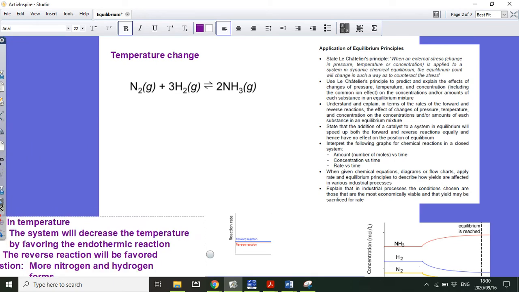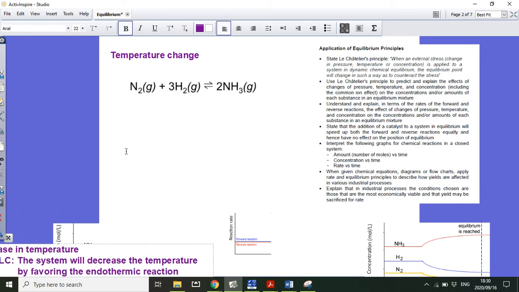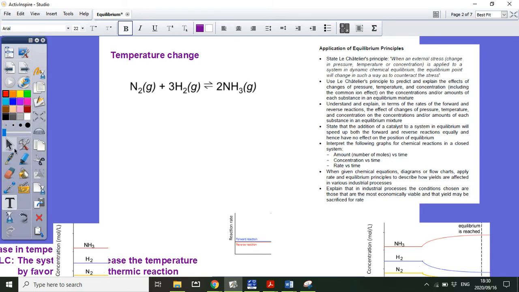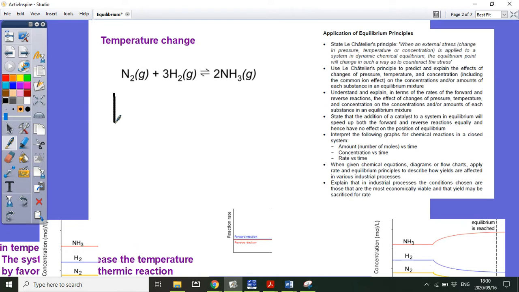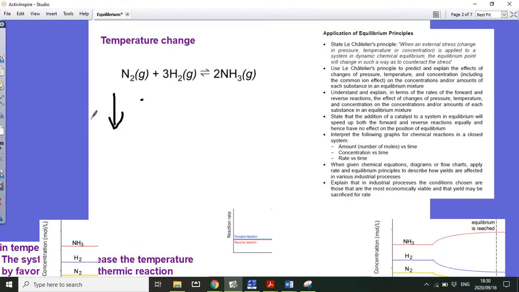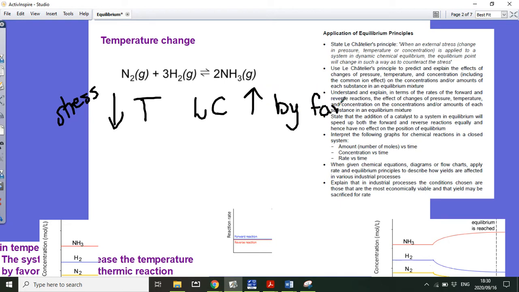Now, I can also do it for a decrease in temperature. So let's see, what if the temperature was decreased? So you're going to say again, what was my stress? My stress was a decrease in the temperature. Then, according to Le Chatelier, the reaction will try to increase the temperature by favoring, now you need to think, increase is exo, so by favoring the exothermic reaction. Just say that, don't worry about the reaction.